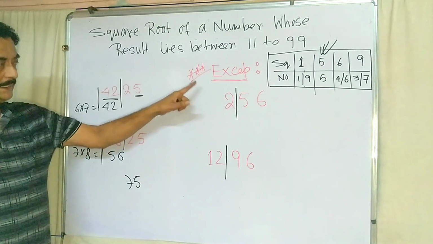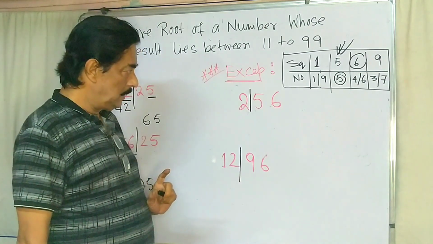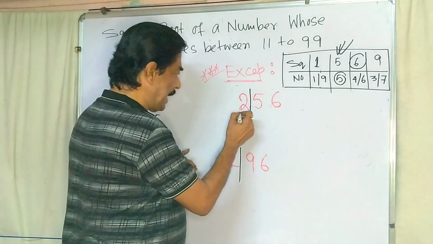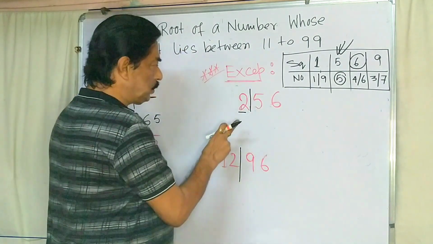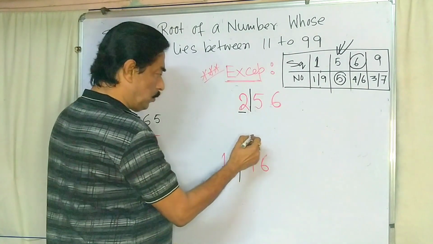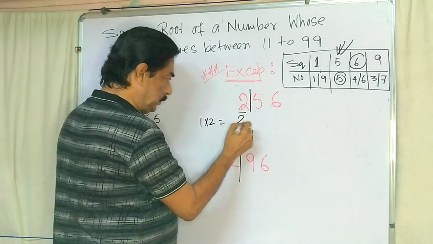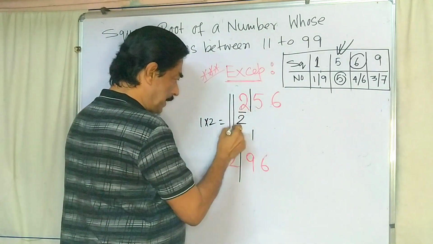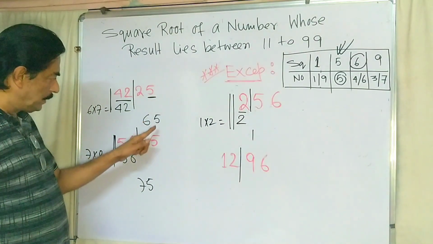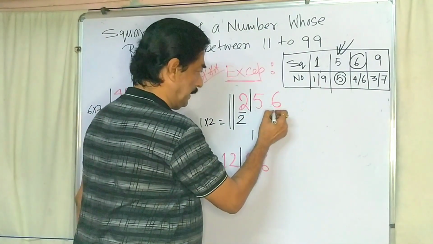Some special, exceptional cases are there. Remember very carefully: 256 and 1296. We separate the number two places from the right side, so the left part is 2 and the right part is 56. I have to choose one number whose square is very near to 2 but less than 2. So 1 square, and 1 into the next higher number 2, I write 2. These numbers are the same. Remember, in these cases, when the numbers are the same, the right side is always 5. But here the numbers are the same and the right side digit is not 5, it is 6.